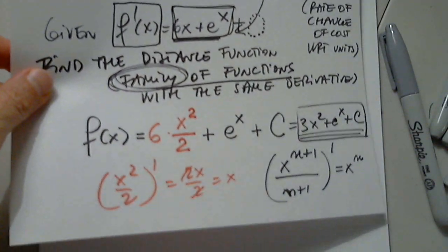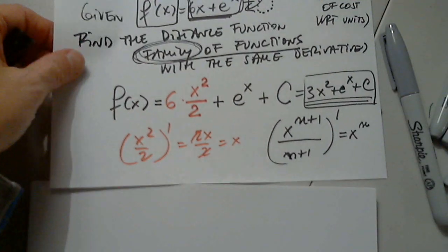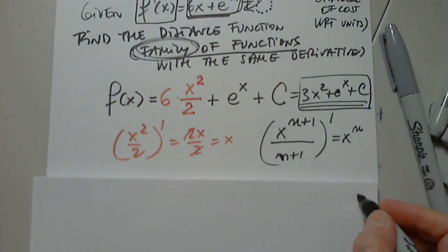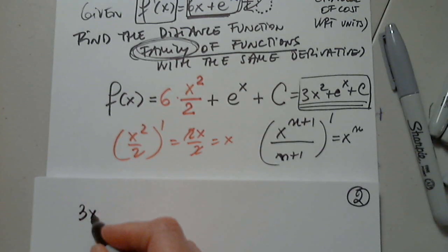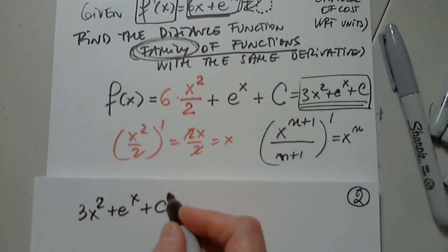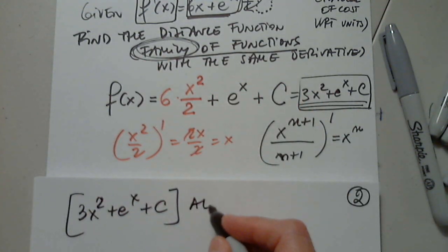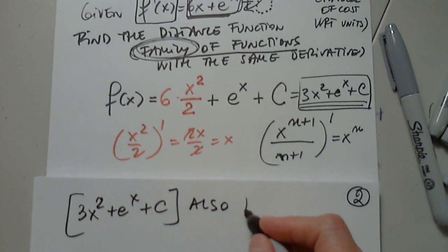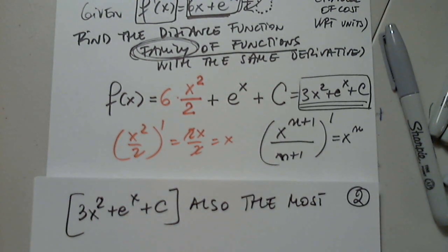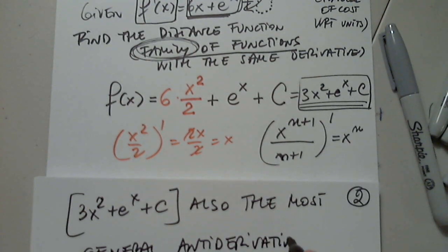This also has another name. So 3x squared plus e to the x plus a constant c is a family of functions that has the same derivative, also called the most general antiderivative of function f prime equals 6x plus e to the x.